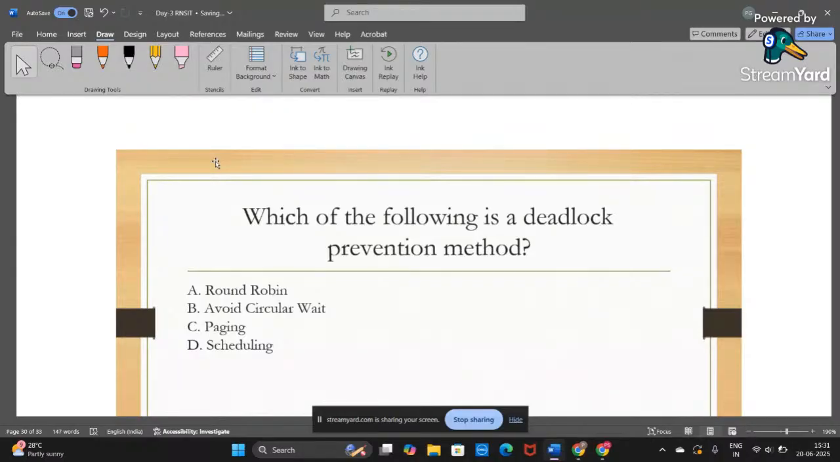So which is the answer? Under prevention method in deadlocking, in this option we have seen only this, avoid circular wait. So this is the answer. Deadlock prevention is aimed to ensure that at least one of the necessary conditions for the deadlock never occurs. So this is one of the prevention methods of deadlock.